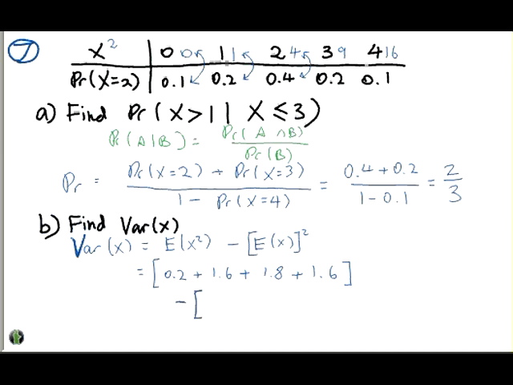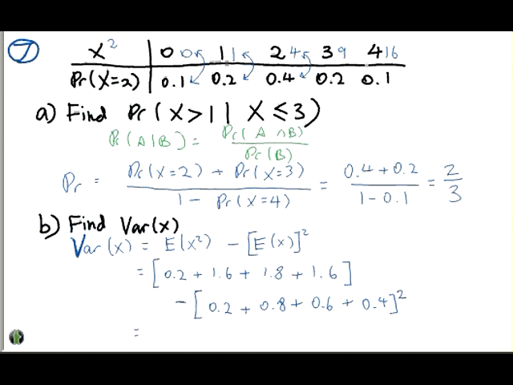Now, what is E of X? E of X is, just find the expectation. So you've got 0 times 0.1, 1 times 0.2, which is 0.2, plus 2 times 0.4, 0.8, plus 3 times 0.2, 0.6, plus 4 times 0.1, 0.4. And this part needs to be squared. Easy. Okay? And so you add these numbers together.